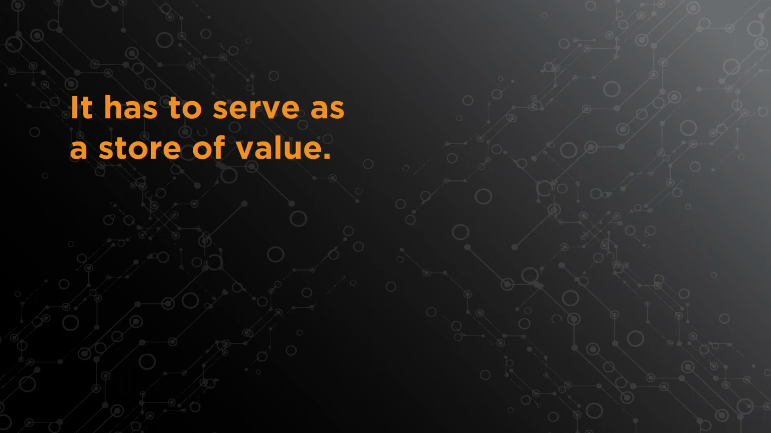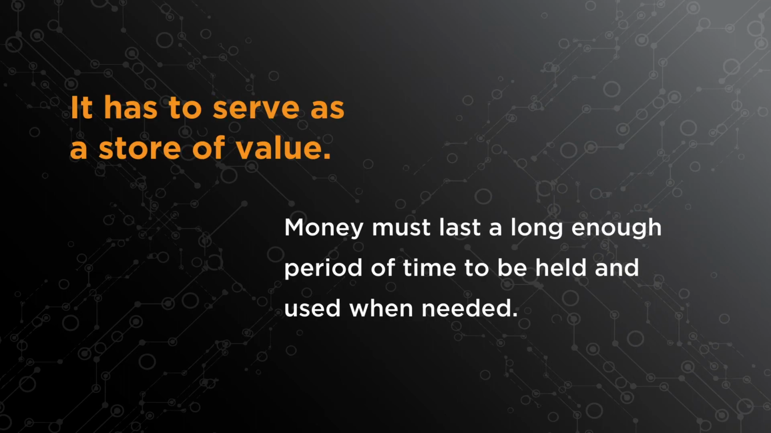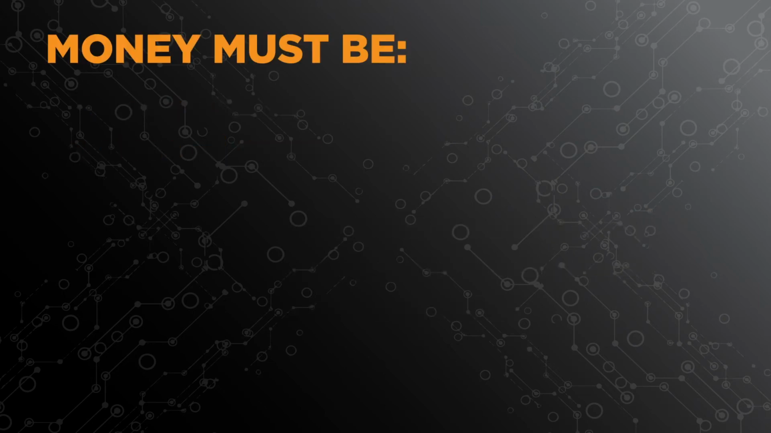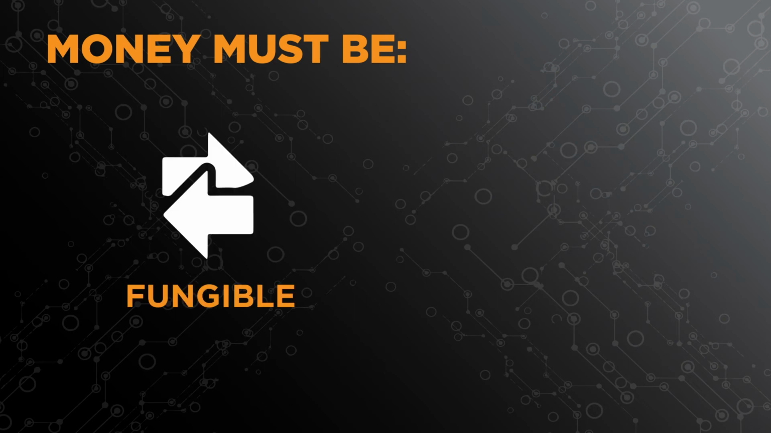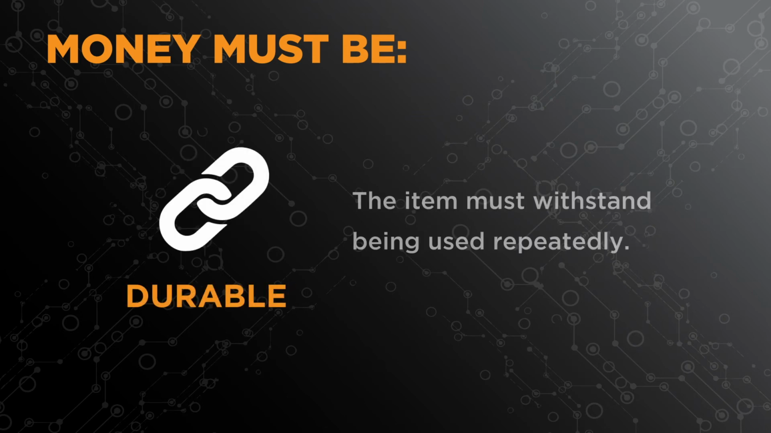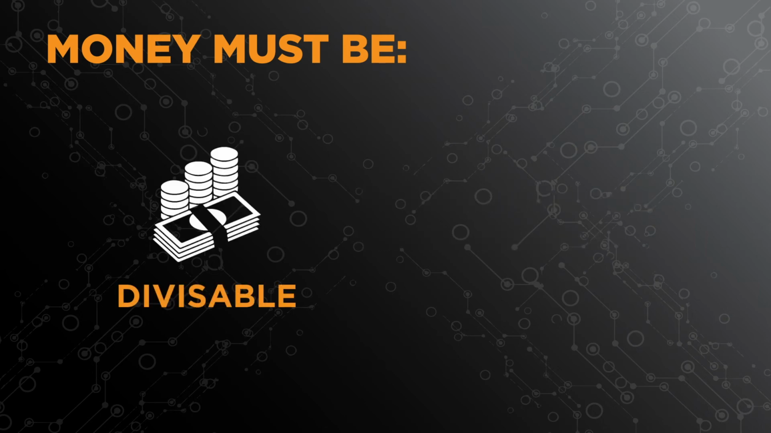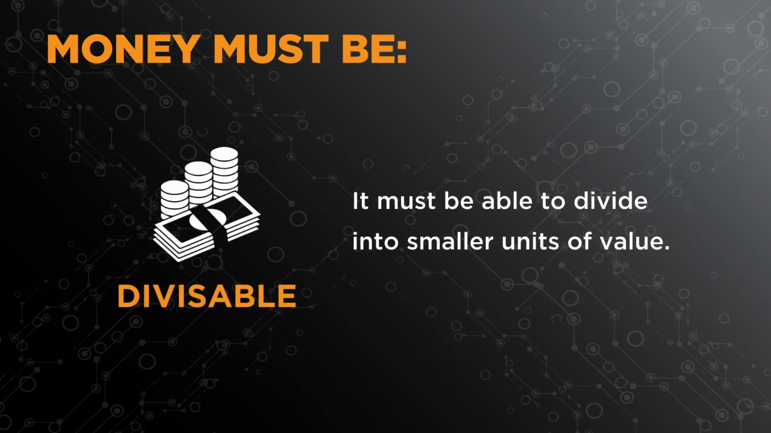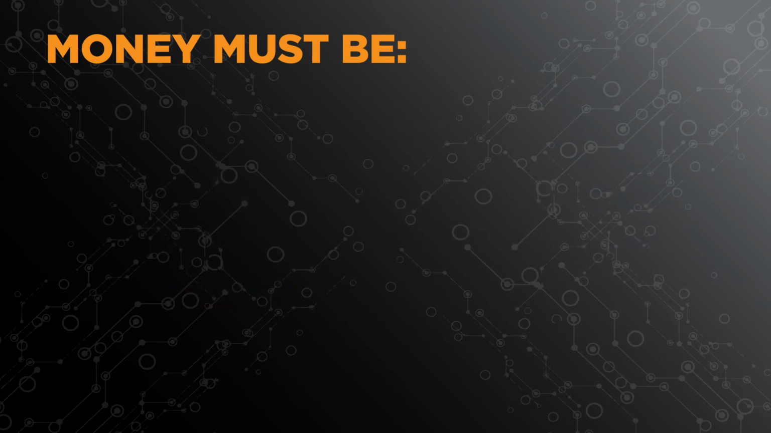It has to serve as a store of value. Money must last a long enough period of time to be held and used when needed. A piece of fruit cannot be used as money because it will rot quickly. In other words, money must be Fungible. One unit of value can be interchanged with another. Durable. The item must withstand being used repeatedly. Divisible. It must be able to divide into smaller units of value.